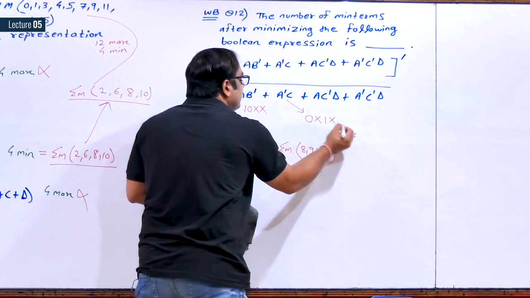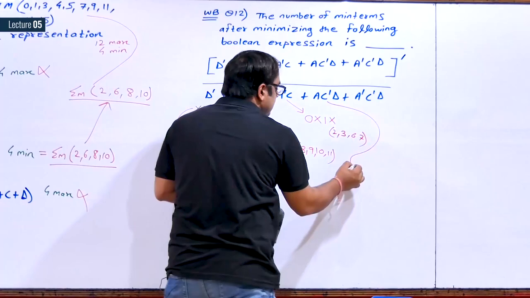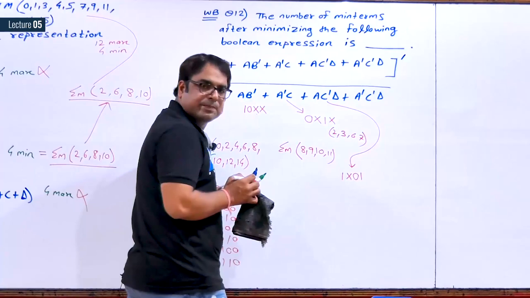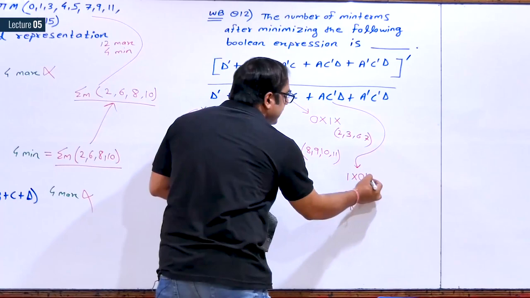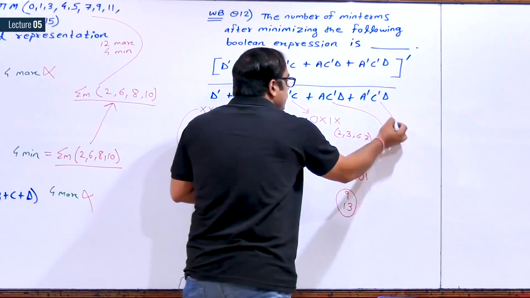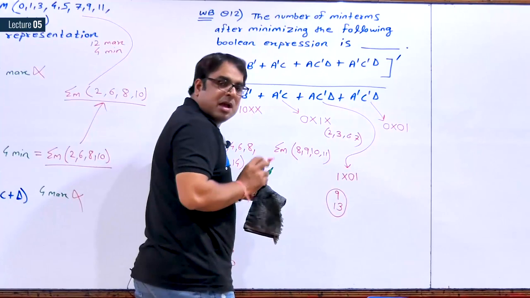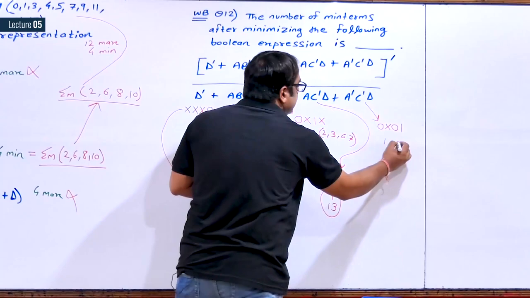Now check for this one. A is equal to 1, B is not given, C is equal to 0, D is equal to 1. 1001 is 9. Sorry, only 1 don't care, so only 2 possibilities. 1001 is 9, 1101 is 13. Now the last possibility. A is equal to 0, B is not given, C is equal to 0, D is equal to 1. Single don't care means 2 combinations. 0001 is 1, 0101 is 5.